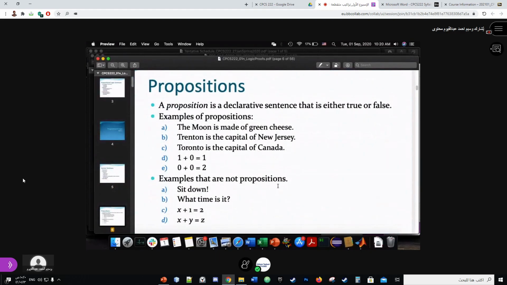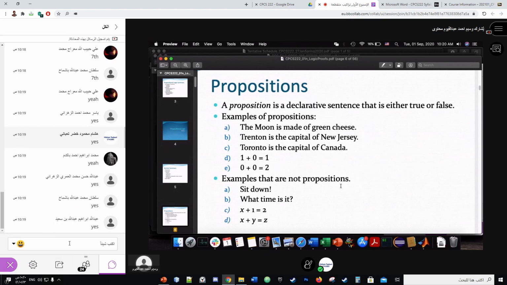What is a proposition? A proposition is basically a sentence that is either true or false. That's it. Here there's an example given. The moon is made up of green cheese. Is it a proposition? Yes, because it's either true or false. In this case, it's false. I'm not sure, but we know the moon is not made of cheese, so we can say false.